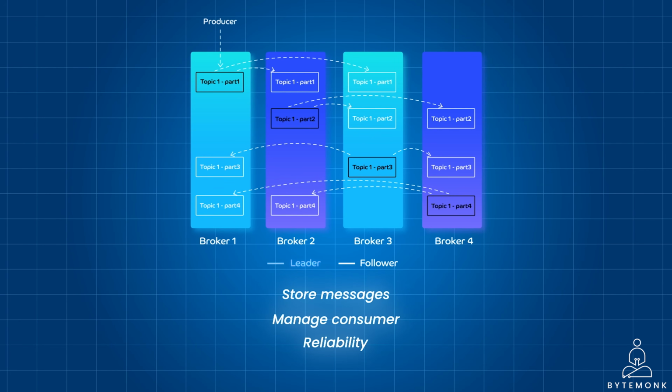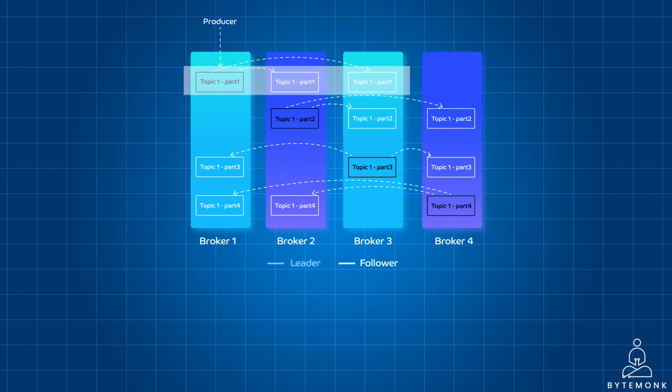Imagine a large library with many books. A single librarian managing all these books would be overwhelmed. Similarly, a single broker wouldn't be able to handle massive data efficiently. That is why Kafka topics are divided into smaller, more manageable units called partitions. These partitions are then distributed across the brokers in your cluster.